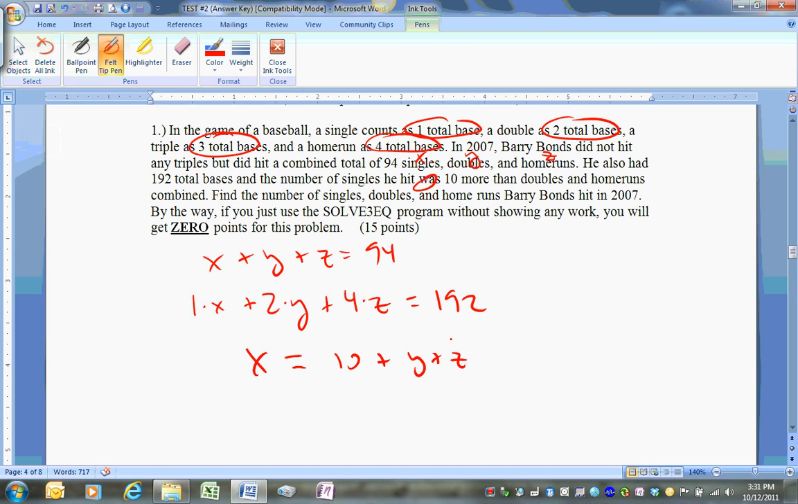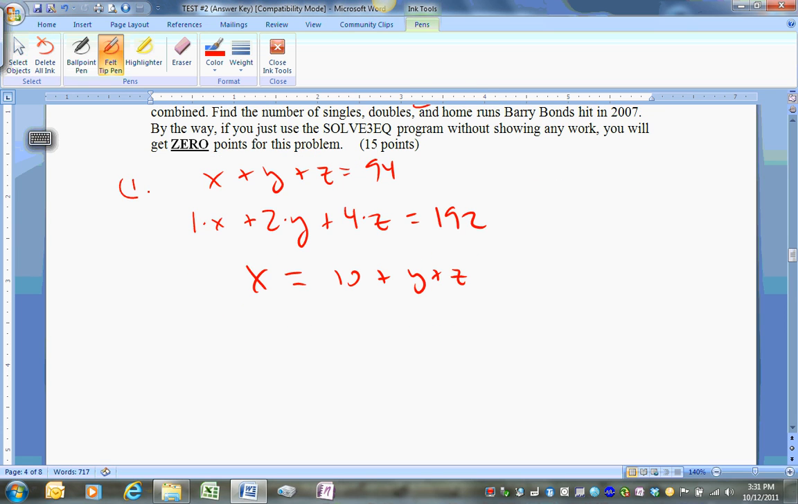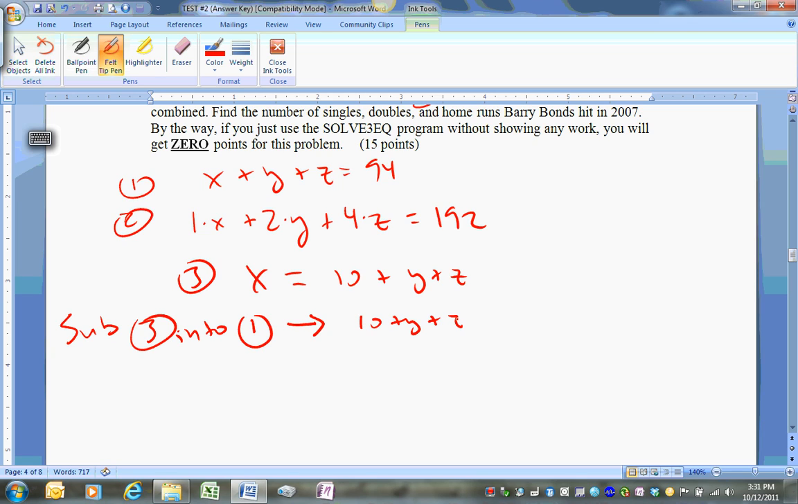So really the best way to do this problem is to substitute. It probably helps to label the equations: 1, 2, 3. So let's sub 3 into 1. So you have 10 plus Y plus Z plus Y plus Z equals 94. Clean it up: 2Y plus 2Z equals 84. And I think I did that right.